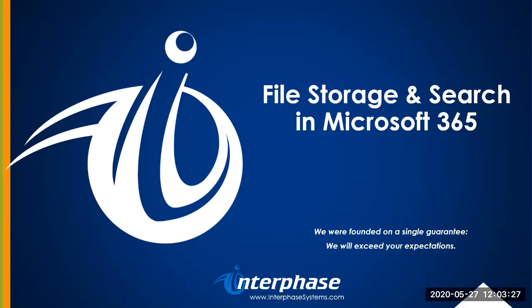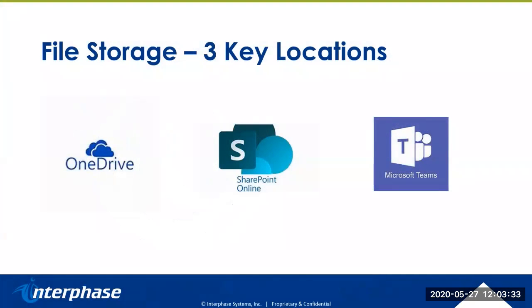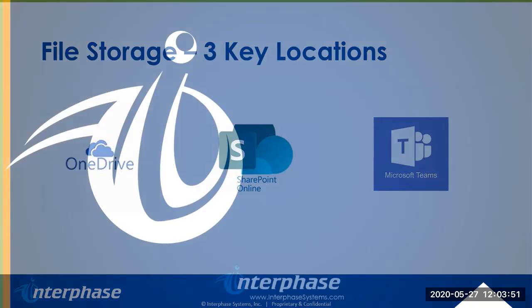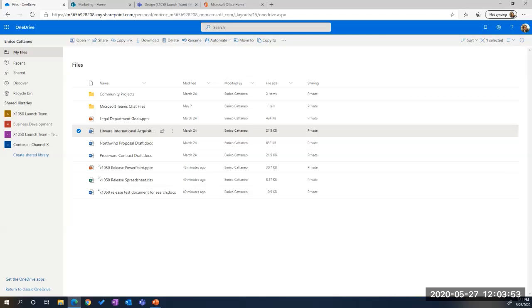So when you look at Office 365 specifically, there are three key areas where you can store data or files. And when I say files, I'm talking specifically about things like Word documents, PowerPoint presentations, Excel files, etc. And those three locations are OneDrive, SharePoint Online, and Microsoft Teams. So let's go ahead and jump on over to our test tenant here and dive into each one separately.